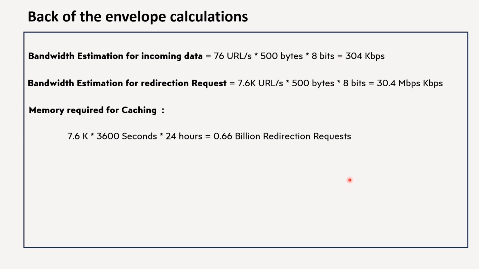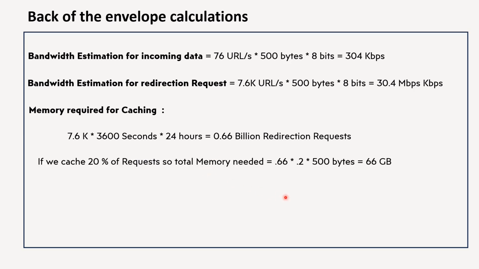Suppose for redirection, we have 7.6K URLs per second. Convert it to per day, and that gives you 0.66 billion requests for redirection. If you want to flush memory in one day, and you also want to cache only data which is 20% of the whole requests, you will need this much memory for caching.